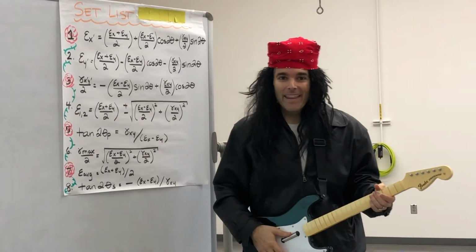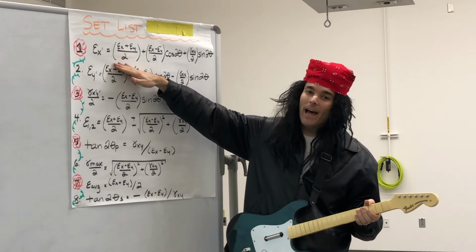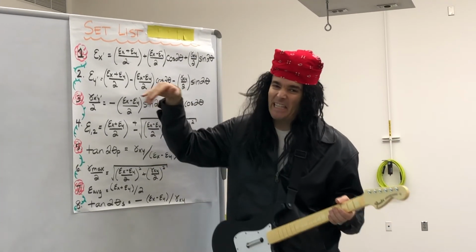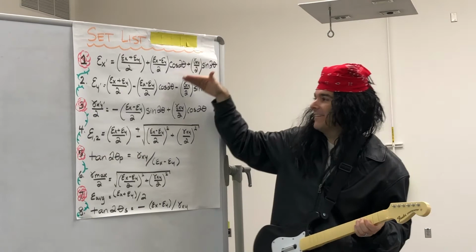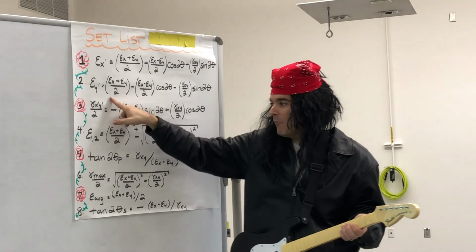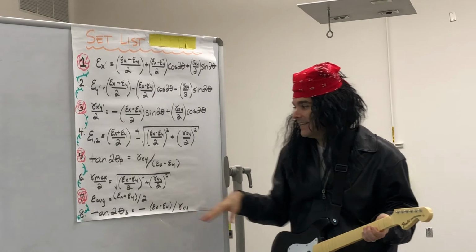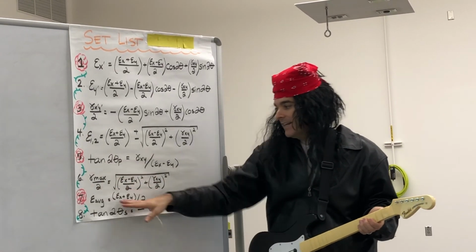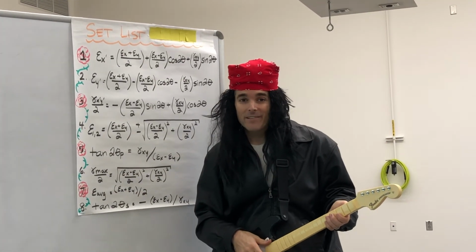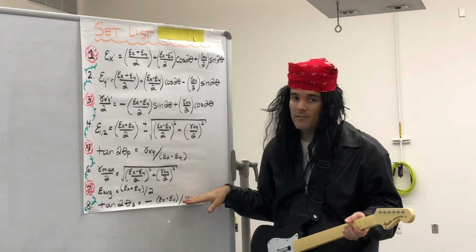I hope you found that super entertaining to get the strain transformation equations. So we got our epsilon x prime equation, and I think this is like our set list for the day. We also have our epsilon y prime equation, gamma x prime y prime, principal strains, the angle to the principal strains, the max shear strain, and then also the average normal strain that corresponds to the max shear strain. So just like stress transformation, we can develop all the same equations for strain transformation.